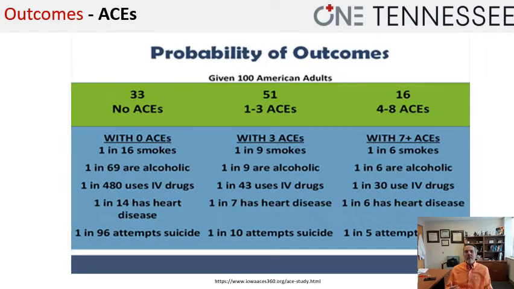Taking a look at 100 American adults, when you break this out, those with no ACEs over there on the left side have much better outcomes than those on the far right side with seven or more ACEs. If you go down to the bottom row, someone with no ACEs, you're going to see about 1 in 96 attempt suicide. On the right side, that jumps to 1 in 5 people. So this isn't a benign thing. We know there's direct links to negative outcomes.